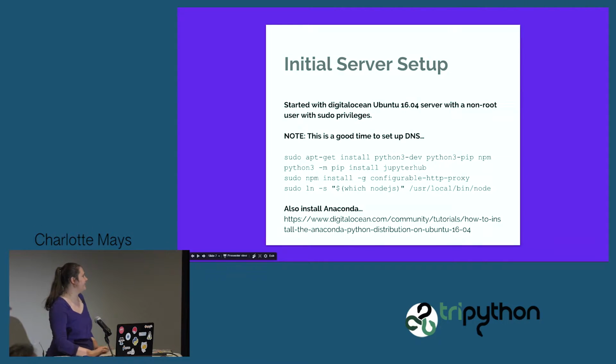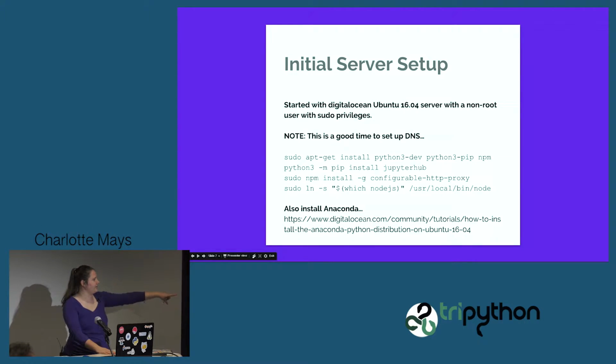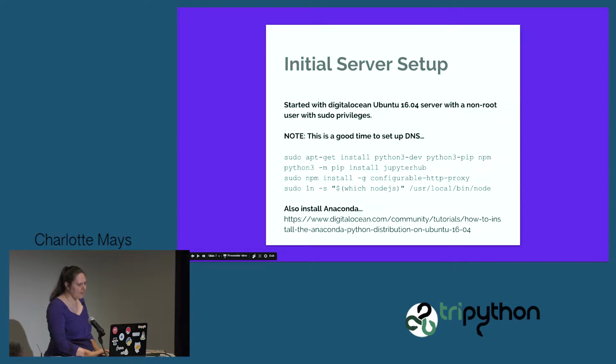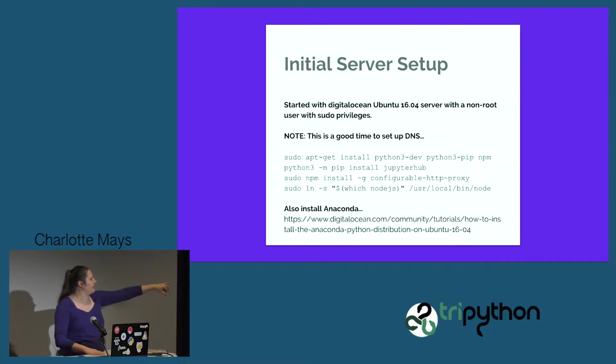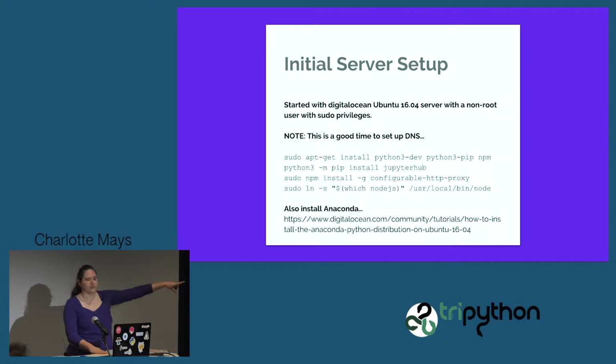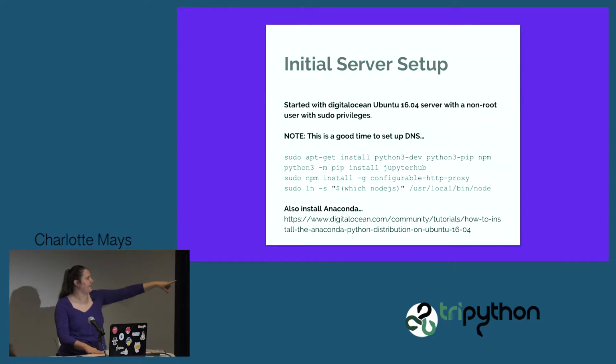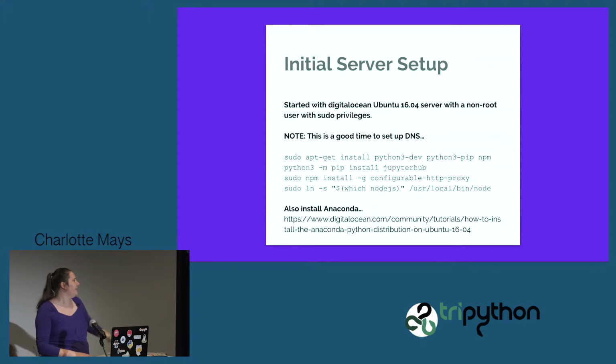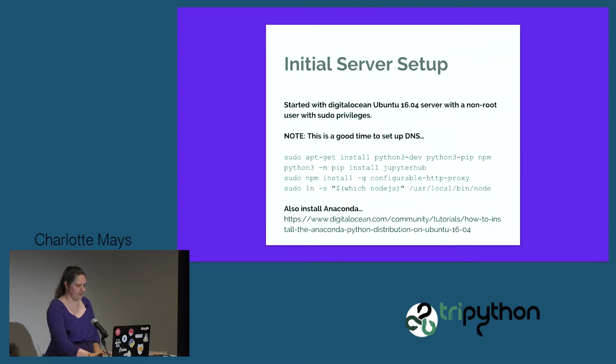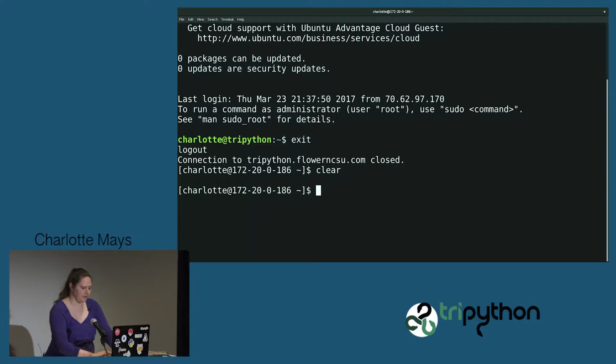Now I'm going to jump over and do each of these steps. So what we're going to do here, we're just going to install some packages. We're going to make sure we've got the development Python, Python 3, we need pip, we need npm, Node Package Manager. And then we're just going to install the stuff that we're going to need to do JupyterHub. So I am going to Alt-Tab over here.